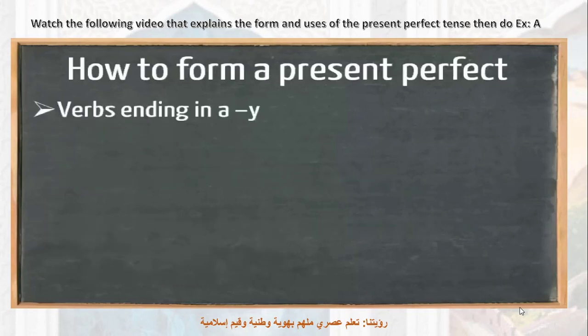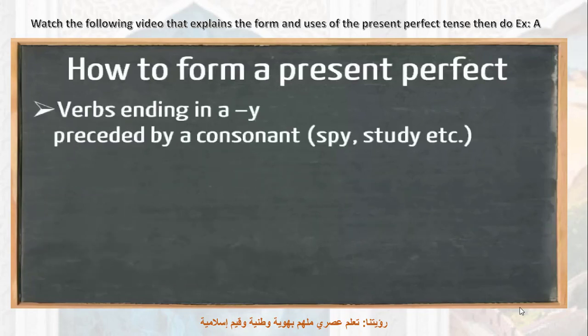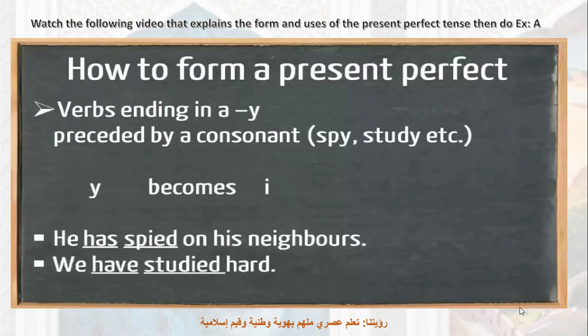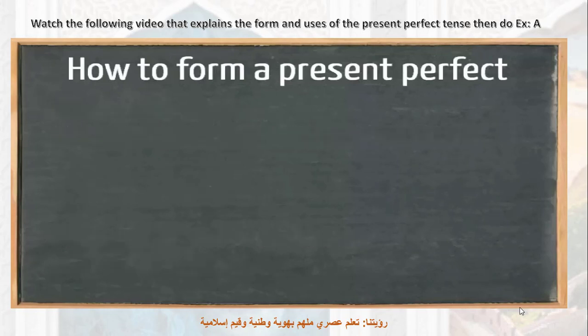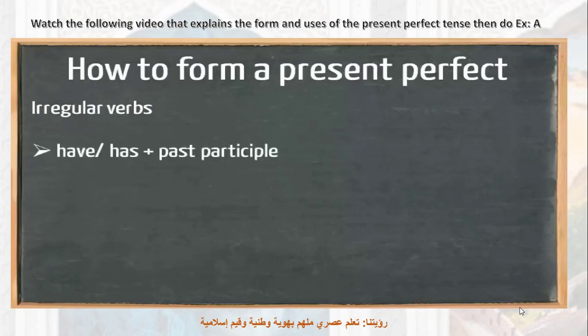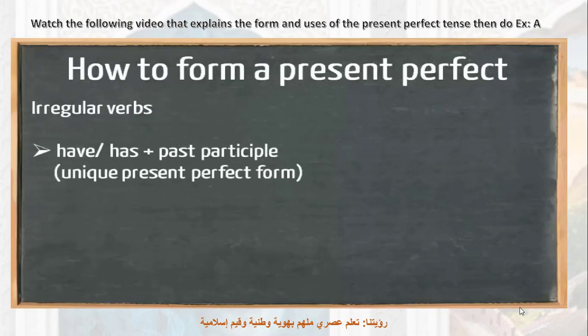We also need to pay attention to verbs that end in a Y, especially those preceded by a consonant, such as spy and study, because we change the Y into an I. For example, he has spied on his neighbours, and we have studied hard. Now let's have a look at the irregular verbs. For the irregular verbs, we also use the auxiliary verb to have and the past participle, but for the irregular verbs, the past participle has a unique present perfect form.